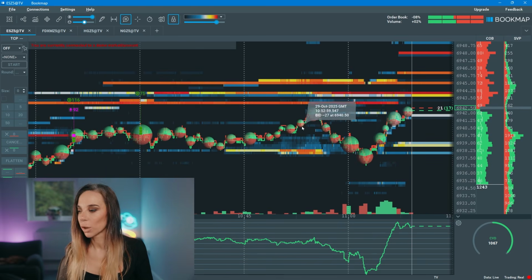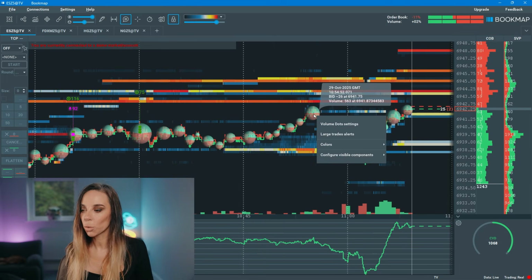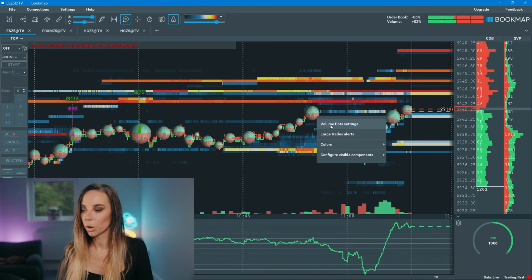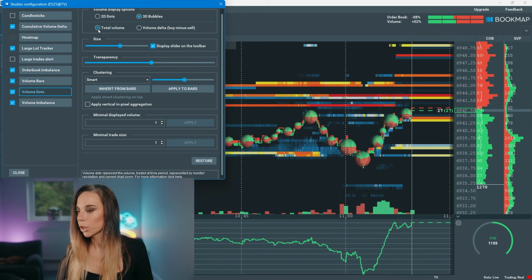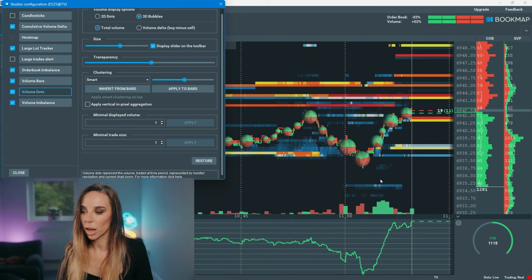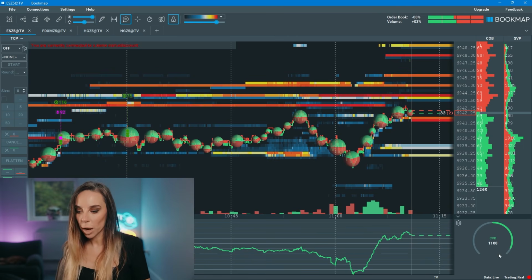If you look at my bubbles here, they're actually set to show me the total volume. If you click on one of these dots and then right click, there's this thing called the volume dot setting. That will be the next thing that I set. Normally I think you get volume delta, but I like total volume, which will show me whether buyers or sellers are in control.